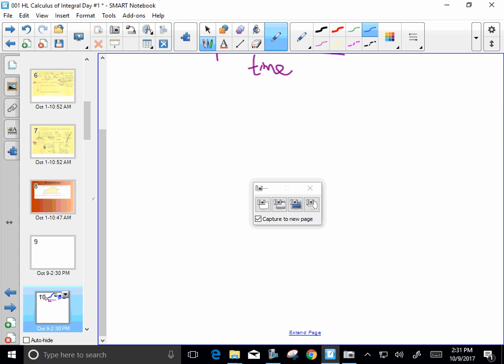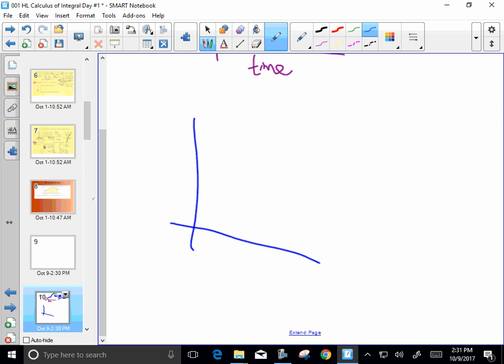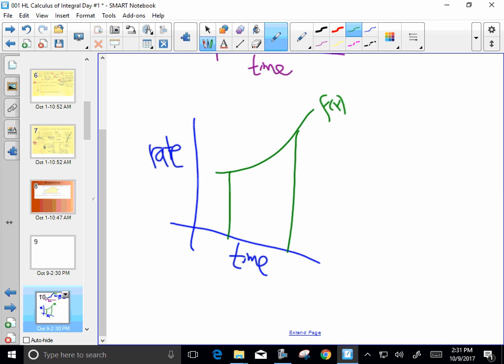The second part of calculus is, if you have time and you have a rate, and you have a function, f of x, what can you find with it? You can find an amount. So if you take the area of this, yeah, the area is what we find with calculus.